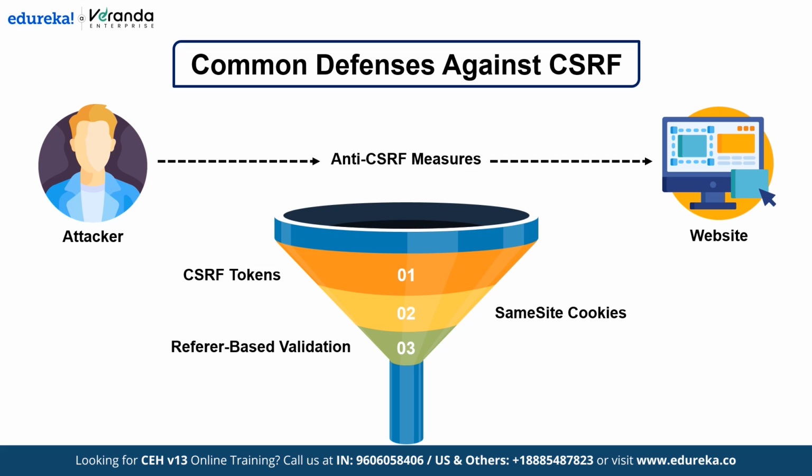Next, referrer-based validation. Some applications make use of the HTTP referrer header to attempt to defend against CSRF attacks, normally by verifying that the request originated from the application's own domain. This is generally less effective than CSRF token validation. And with these defenses in place, your applications will be much better equipped to handle and prevent CSRF attacks.